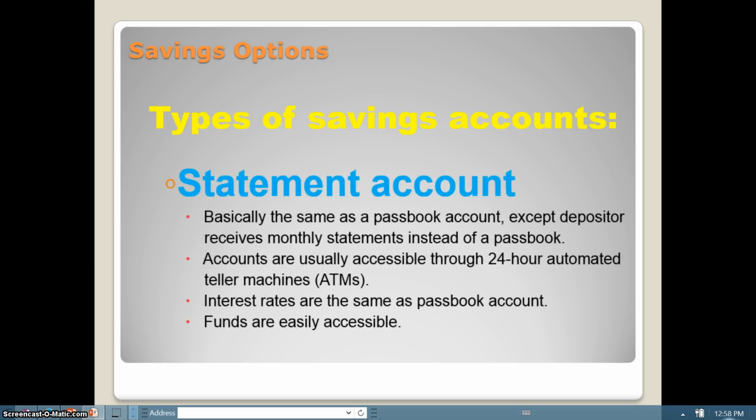You could also get a statement account, and that's basically the same as a passbook account, except the depositor receives a monthly statement instead of a passbook. Accounts are usually accessible through 24-hour ATMs, and interest rates are going to be the same as a passbook account, and once again, funds are easily accessible because you have that ATM, so not even when the institution is open, you can use an ATM to access those savings.